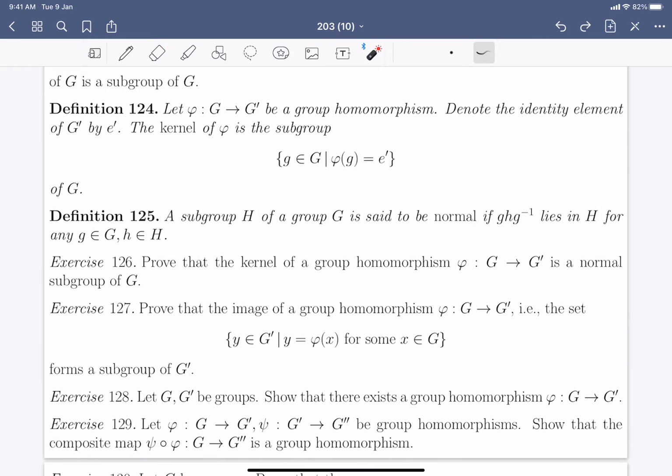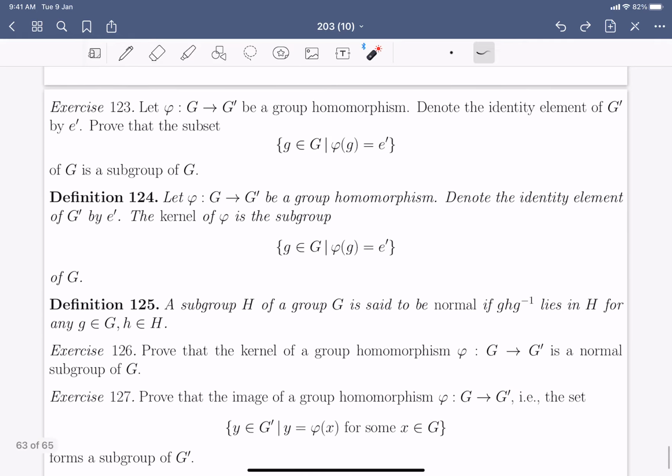And then we can also consider the image of a group homomorphism. That is, you consider all the elements y inside G prime such that y is equal to phi of x for some x inside G, and you collect all such elements of G prime. In other words, you're looking at the image of a group homomorphism. You have to show that the image of a group homomorphism is a subgroup of G prime.